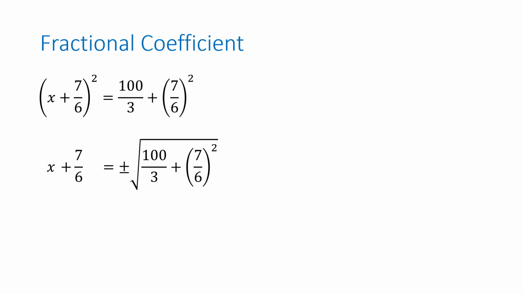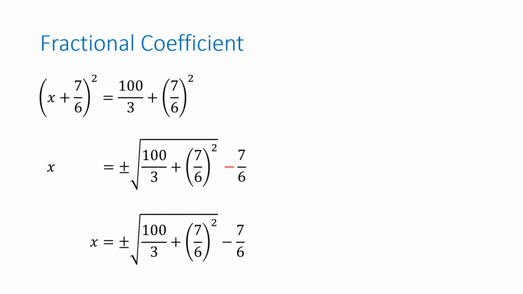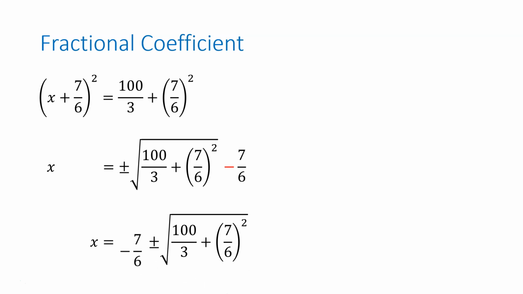To solve for x, we move 7/6 to the other side, and when we do that, it becomes negative. We get plus or minus square root 100/3 plus 7/6 squared, all of that under the square root, then minus 7/6. We then reorder the terms as is commonly done. Now, at this point, if you just need a value, I would suggest that you use your calculator to find the values from these equations. But if you're asked to combine terms, then you'll need to do additional work.